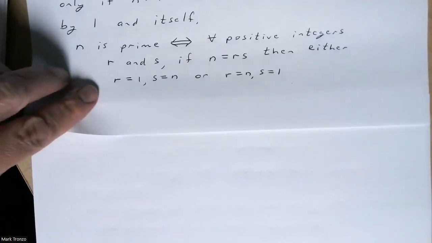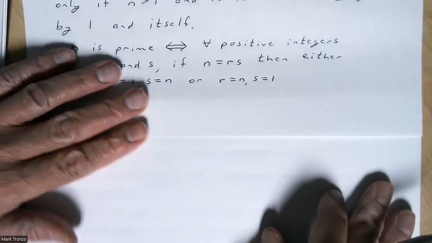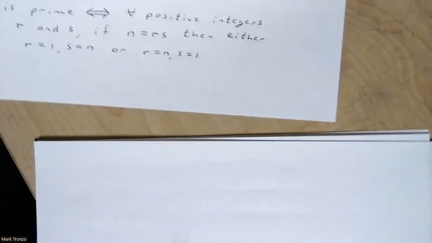And another definition, kind of the alternative to prime numbers, are the composite numbers.